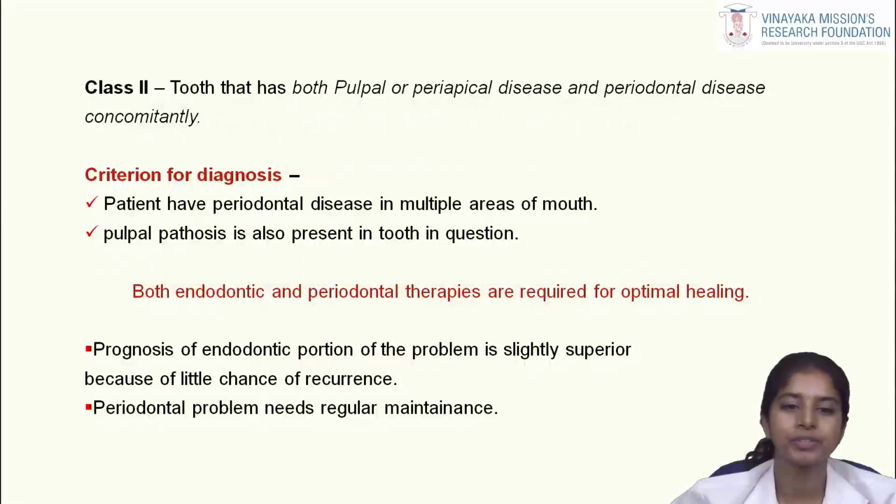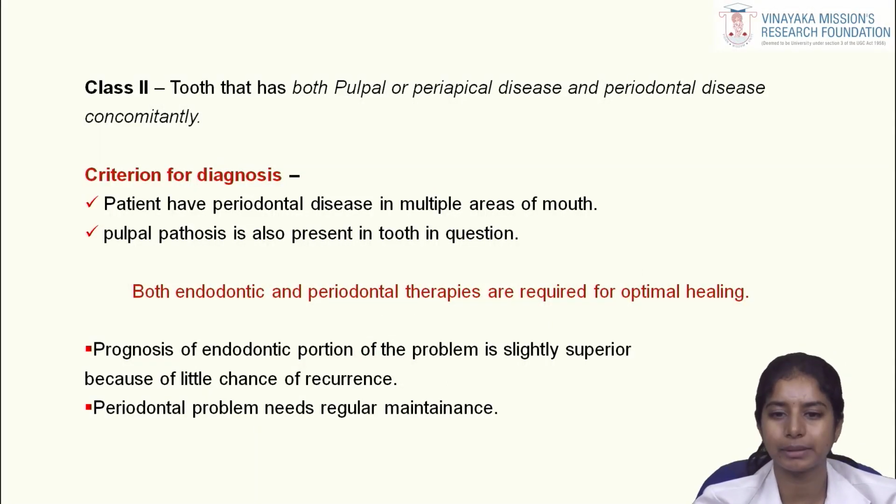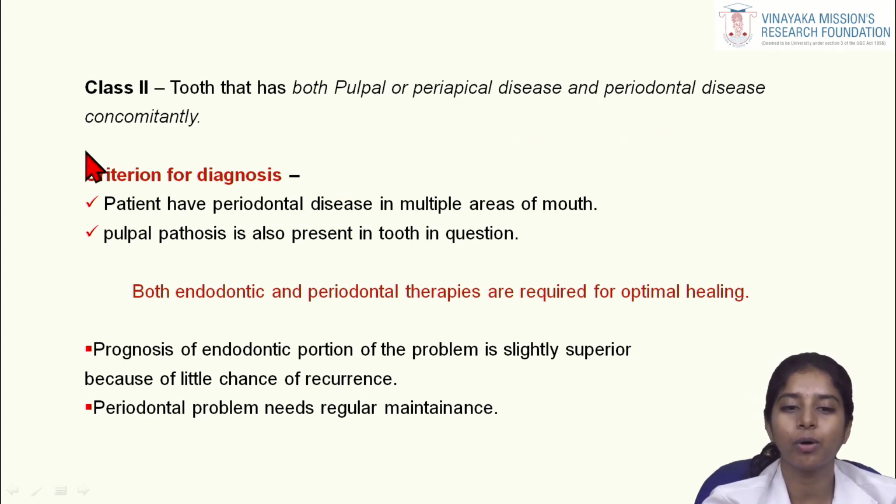Then coming to class 2, which are teeth that have both pulpal or periapical disease and also periodontal disease concomitantly.